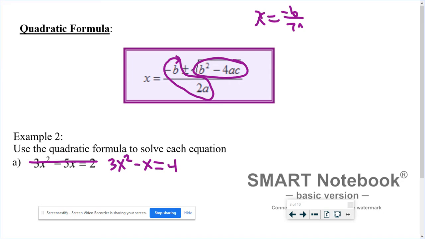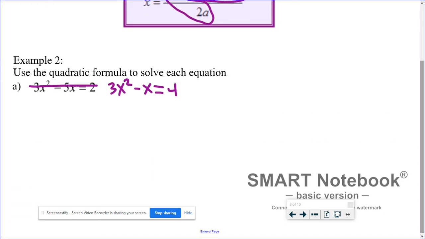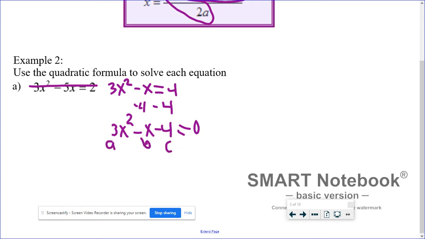That's that part. So those are the two parts of the formula. So here's the first one we're going to solve together. The first thing you need to do is get the equation in standard form. So you have 3x squared minus x minus 4 after both sides. And your a is 3, your b is -1, your c is -4.